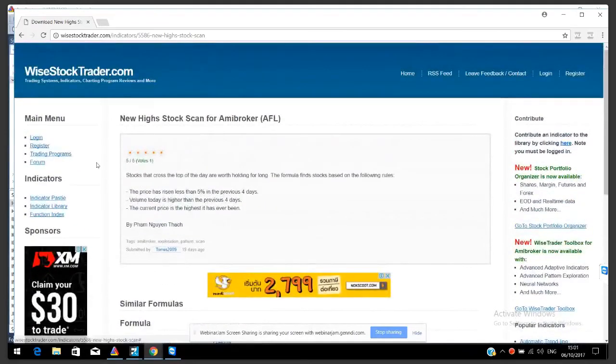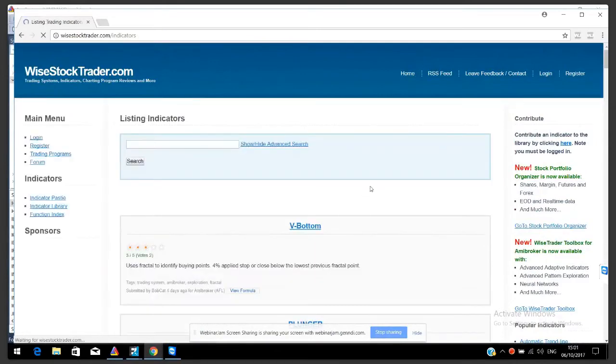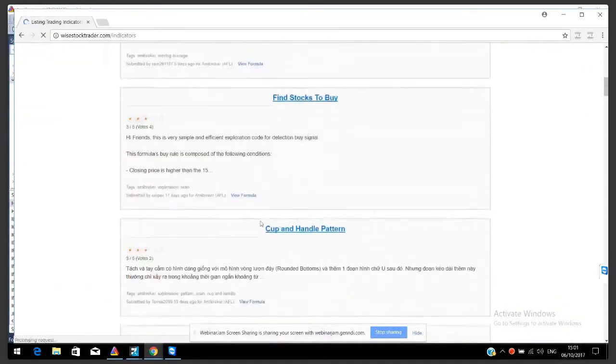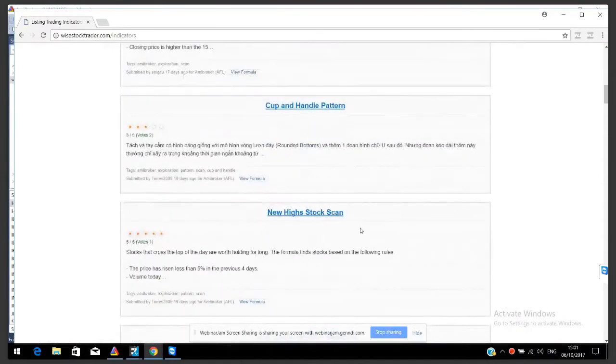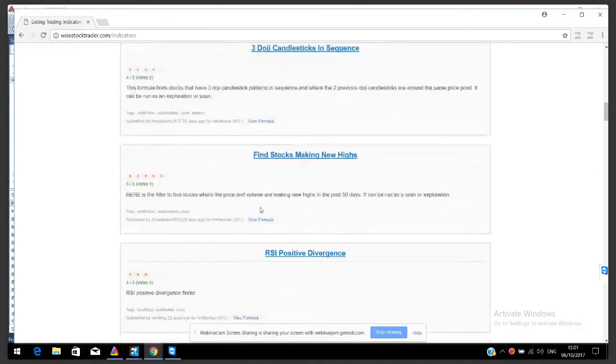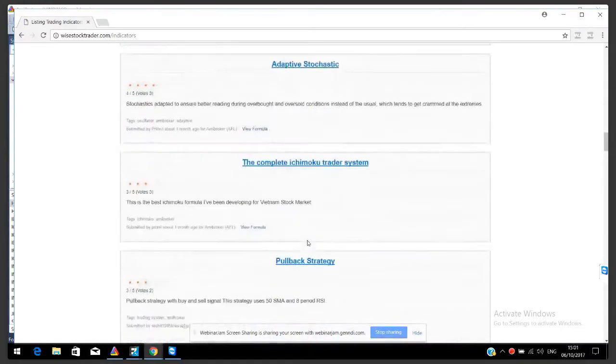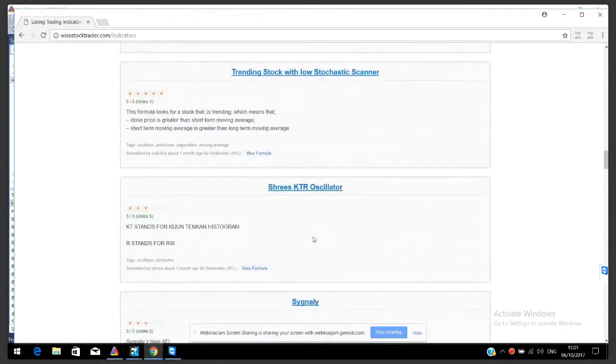They are free indicators. They are free system traders. Everything in here, you'll find a very easy indicator library. You find plenty: V bottom, plunger, zero leg, find stocks to buy, cup and handle, new high stocks, 3 doji, RSI, momentum. Everything. More than, I can say, 10,000 systems are available.